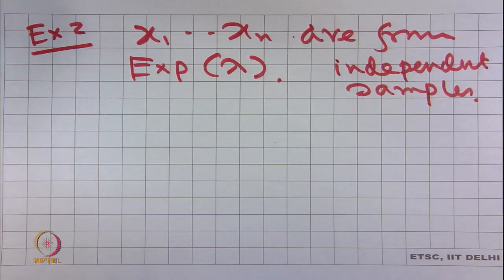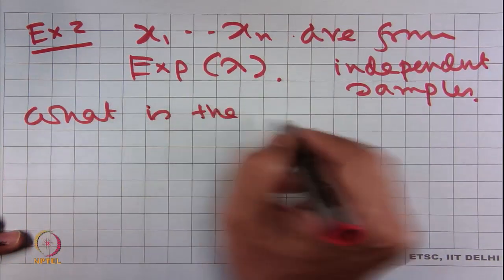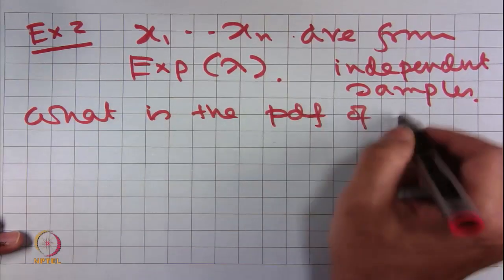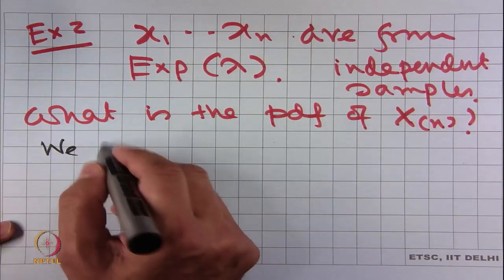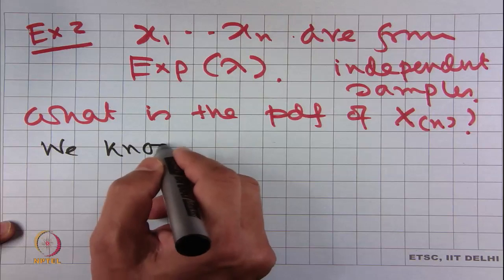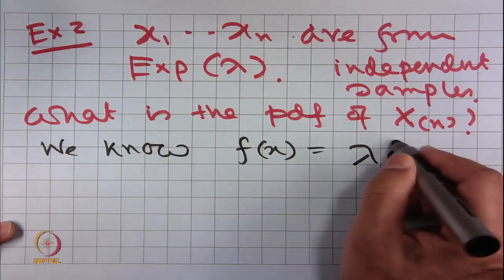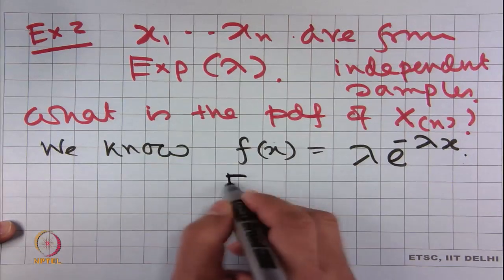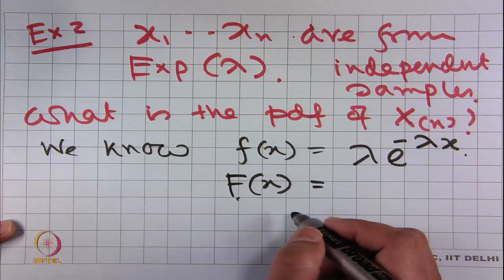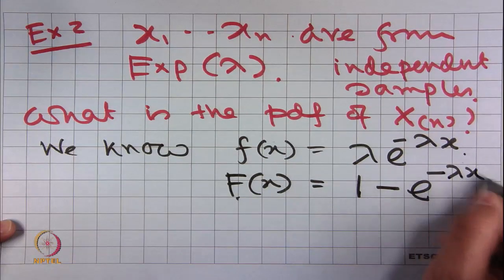With x i from exponential lambda, what is the PDF of x n? We know that little f of x is equal to lambda e to the power minus lambda x. And what is capital F of x? 1 minus e to the power minus lambda x.